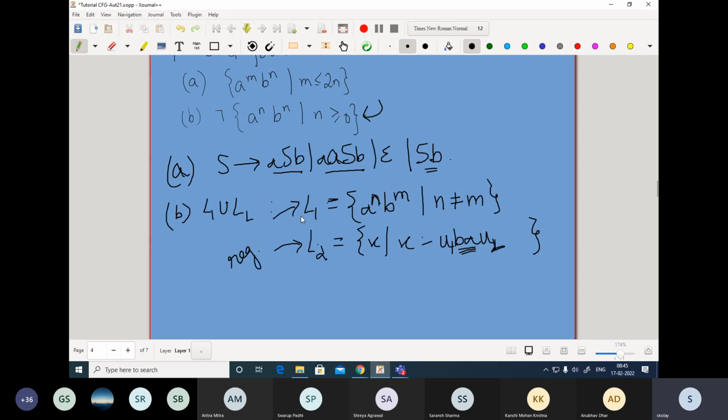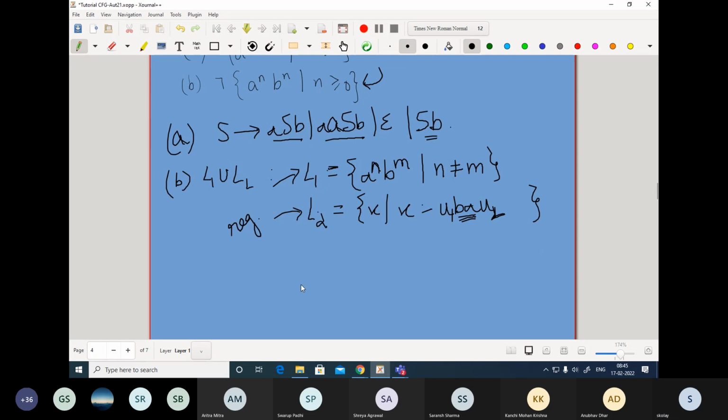What about this? How will you show that N is not equal to M? Always in these cases, keep breaking this up. L1 is equal to L1 dash union L11 union L12, where L11 is N greater than M and L12 is N less than M. So for N greater than M, what grammar will it be? A to the N, B to the M, such that N is greater than M. What will it be?